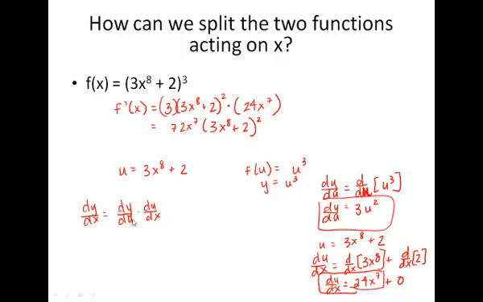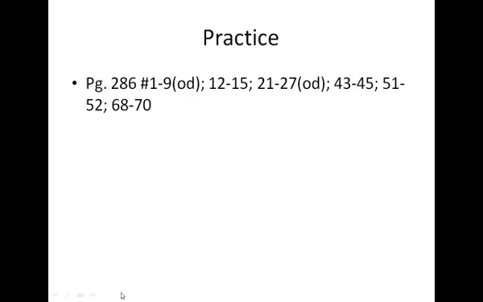So all in all, dy du was 3u squared, times du dx, the derivative of that inner function with respect to x, which was 24x to the 7th. I can combine these to be 72x to the 7th times u squared. But we wanted to derive this y in terms of x, so I sub back in what u was in terms of x. So it's 72x to the 7th times 3x to the 8th plus 2, squared. So there are your practice problems.